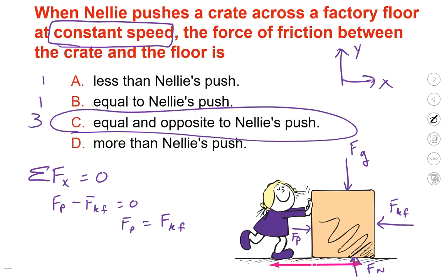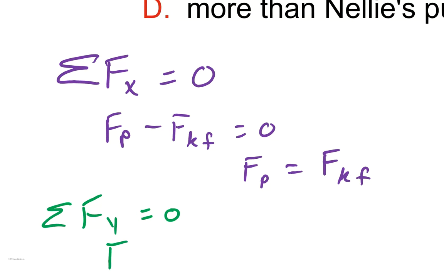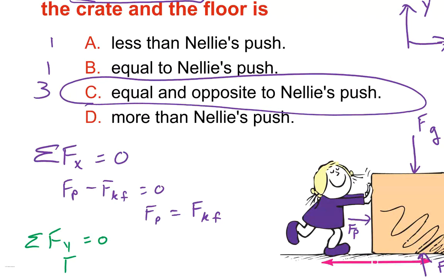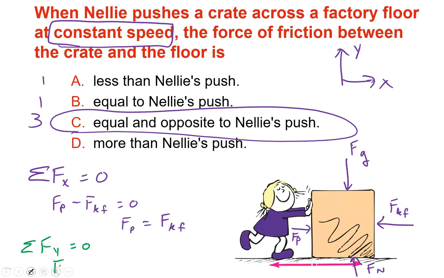Okay, and Annabelle was saying now we should do the Y direction as well. Yes. If we do the Y direction, I'm going to have the sum of the forces in the Y equals 0. Which one is in the positive direction? Fn. Fn minus Fg is equal to 0, so Fn equals Fg.